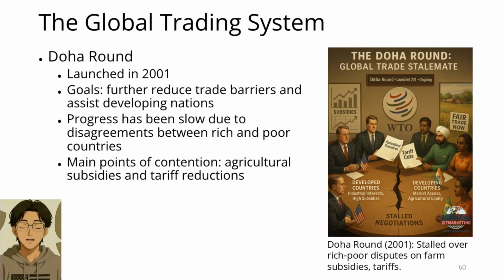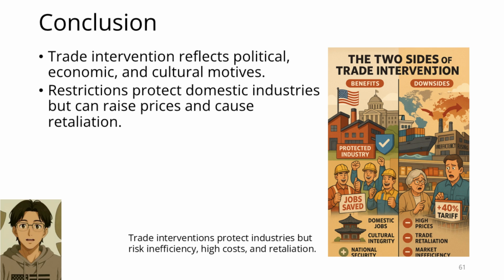Now let's examine why some global trade talks have stalled. Launched in 2001, the Doha Round aimed to reduce trade barriers and support developing nations. But progress has been slow due to deep disagreements, especially over farm subsidies and tariff cuts between rich and poor countries.